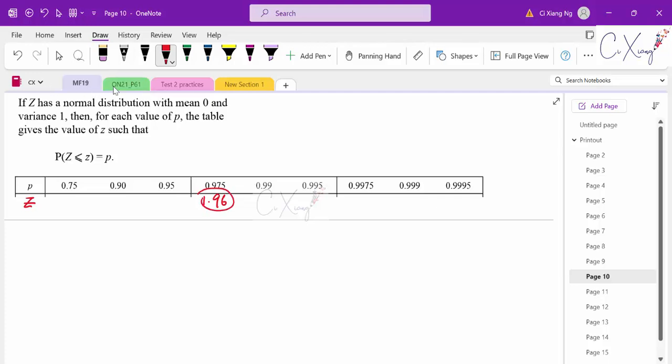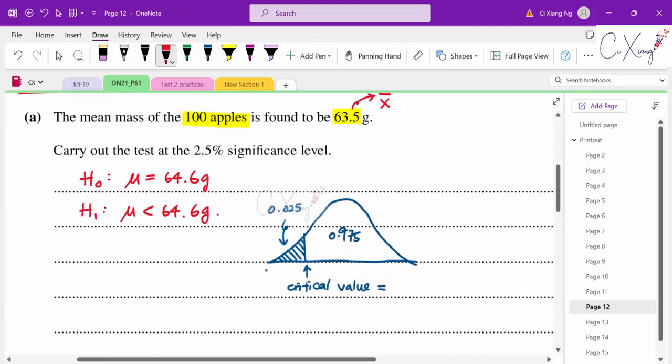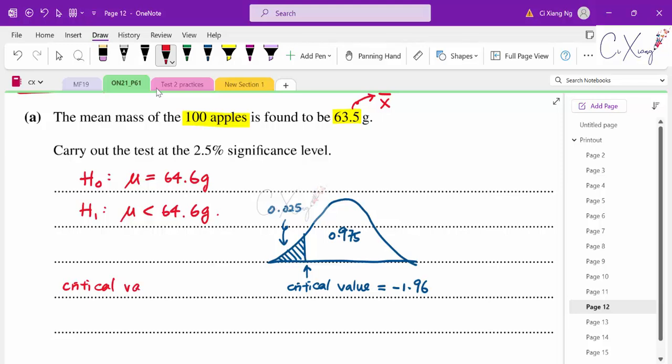If I come back to our question, I know that Z should be 1.96, but 1.96 is on the right-hand side, positive. But here our rejection region is on the left, therefore the value is negative, so it should be negative 1.96. From here, I get my critical value, which equals negative 1.96.